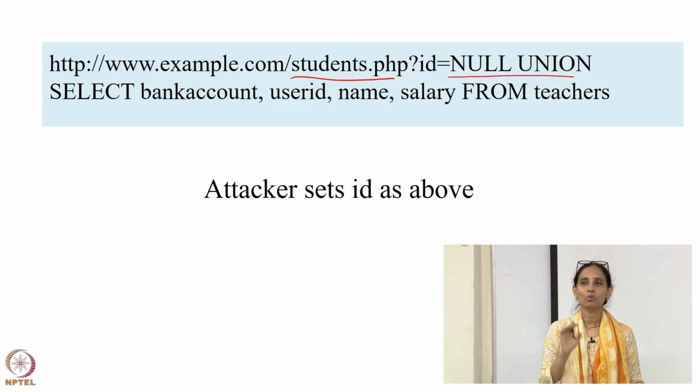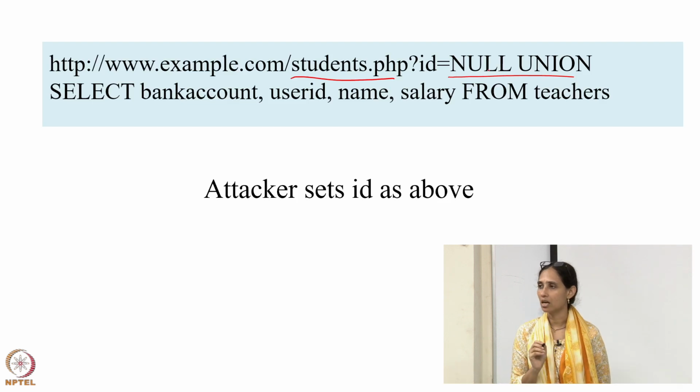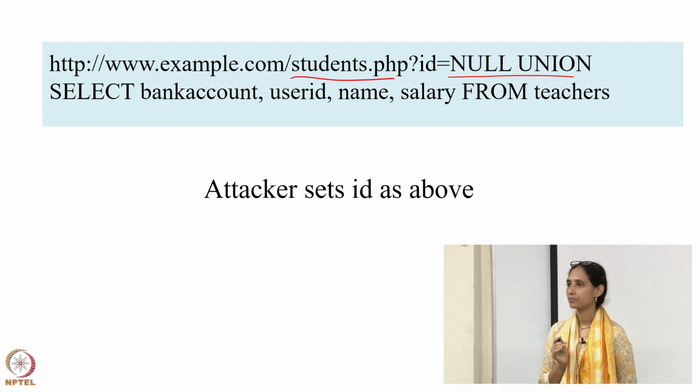Ideally, you would type an ID which is a number for the student. But here I am typing something else. What am I typing? It is ID is equal to null, and then I am saying union select bank account, user ID, name, salary from teachers.